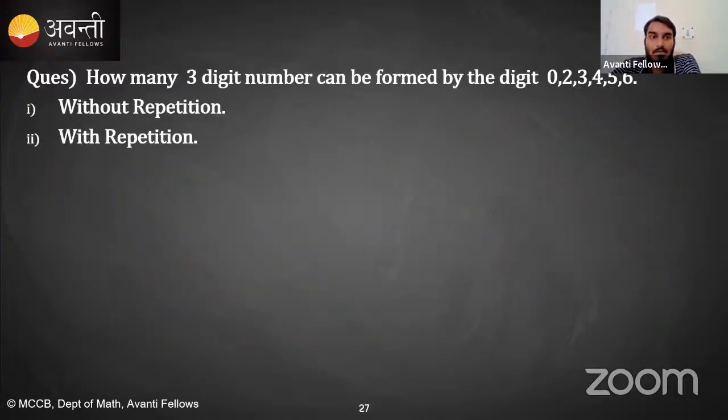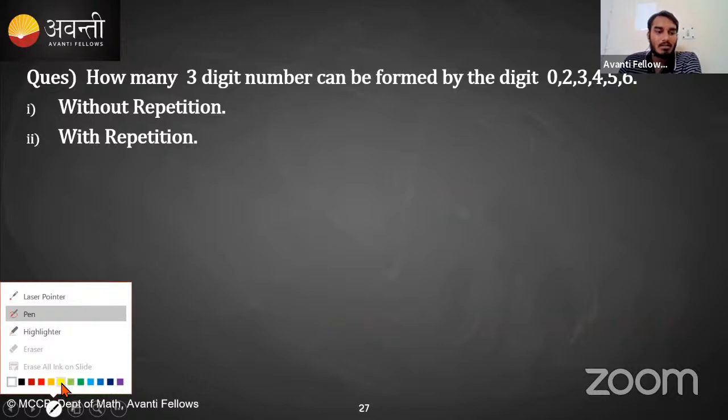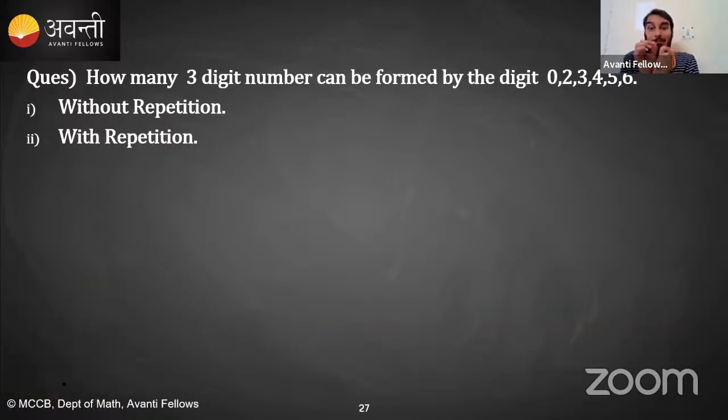Now this is the last question from today's class. The question is saying: how many 3-digit numbers can be formed by the digits 0, 2, 3, 4, 5, 6? The first part is without repetition. The second part is with repetition. So it is similar to the question that we did with the letters of MAKE, with repetition and without repetition.